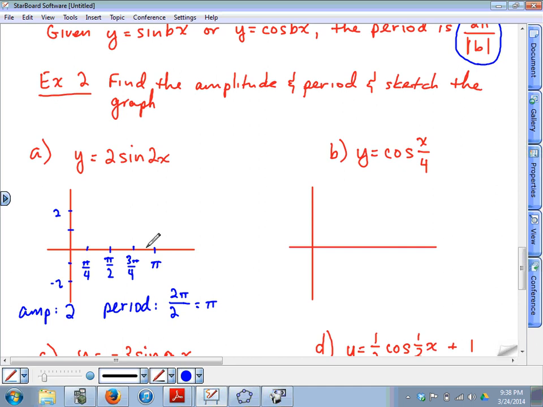So this is the horizontal length needed to complete one cycle from 0 to pi. Since this is a sine function, the cycle is going to start in the middle. 0, 0 in this case is going to go up to its highest point, back down through 0 to its lowest point, and then back up through 0.